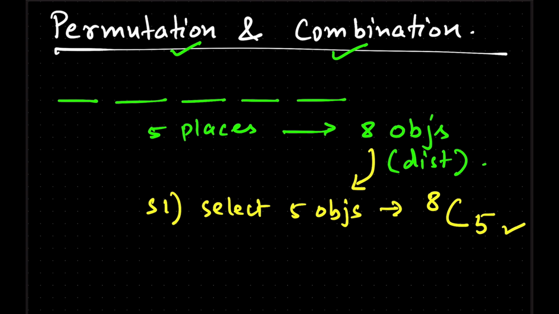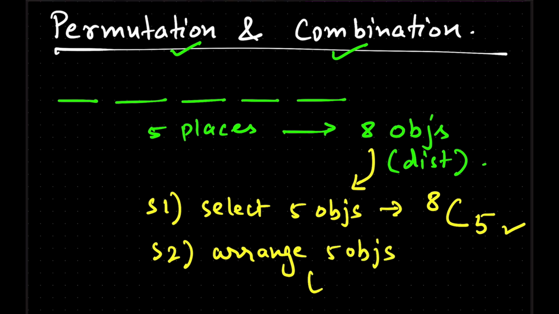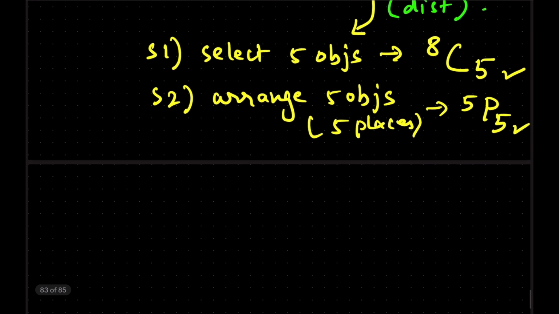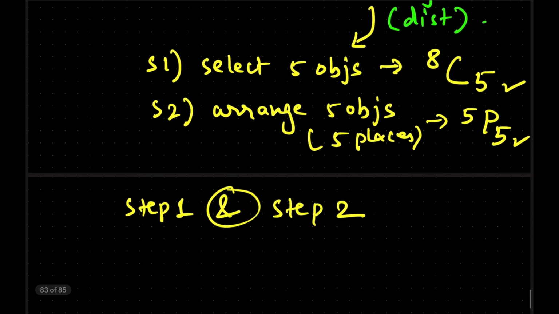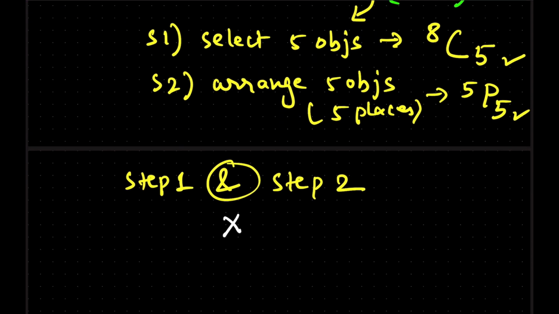So how many ways will be there? 8c5. Step 2, now you can arrange the 5 selected objects, all of which are distinct, in 5 places, because you have 5 places. You can do it by permutation, so 5p5. Now you have to do both step 1 and step 2. You know that whenever we have 'and', meaning both works have to be done, you get a multiplication. So here you get 8c5 and here you get 5p5, which is 5 factorial.